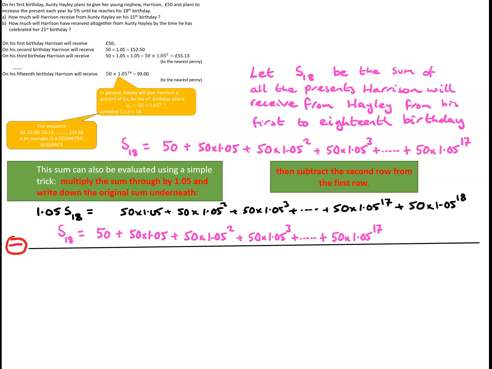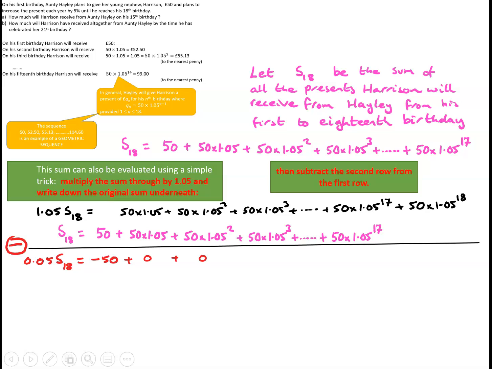On the left hand side we've got 1.05 S18, take away S18, which gives me 0.05 S18. Then, looking at the right hand side, we're going to work down column by column. So the first column I've got is 0 minus 50, which gives me minus 50. The second column gives me 50 times 1.05, take away 50 times 1.05, which gives me 0. The next column gives me 50 times 1.05 squared, take away 50 times 1.05 squared, which is also 0.